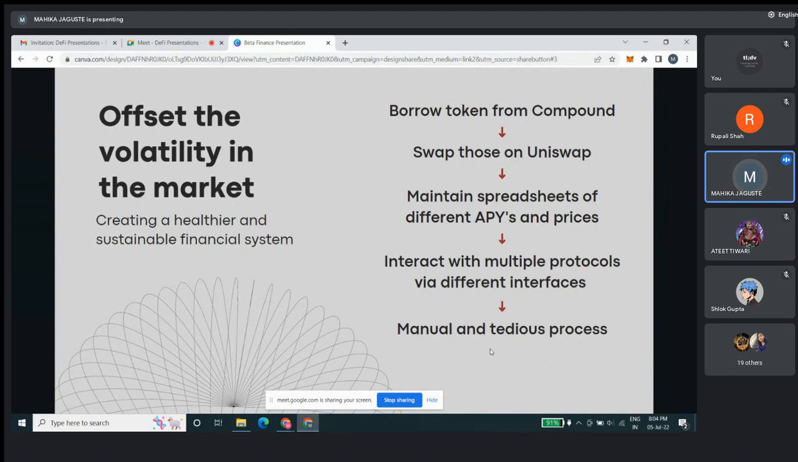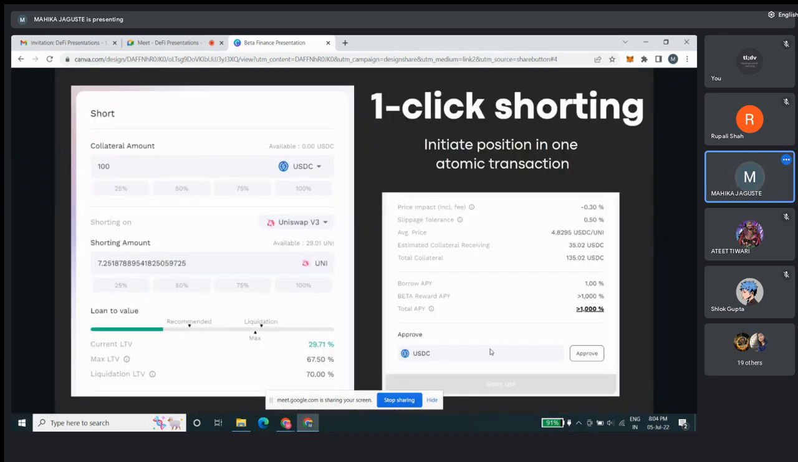Generally, if a user wants to execute shorting, they will first have to borrow some token from Compound, then go to a decentralized exchange and swap those tokens. This seems like a very manual and tedious process, where the user has to maintain a list of all the positions they're handling, and the different APIs and other things involved. They have to interact with multiple protocols via different interfaces. That's where Beta Finance comes in, providing a one-click shorting tool so that you can initiate a shorting position in one atomic transaction.